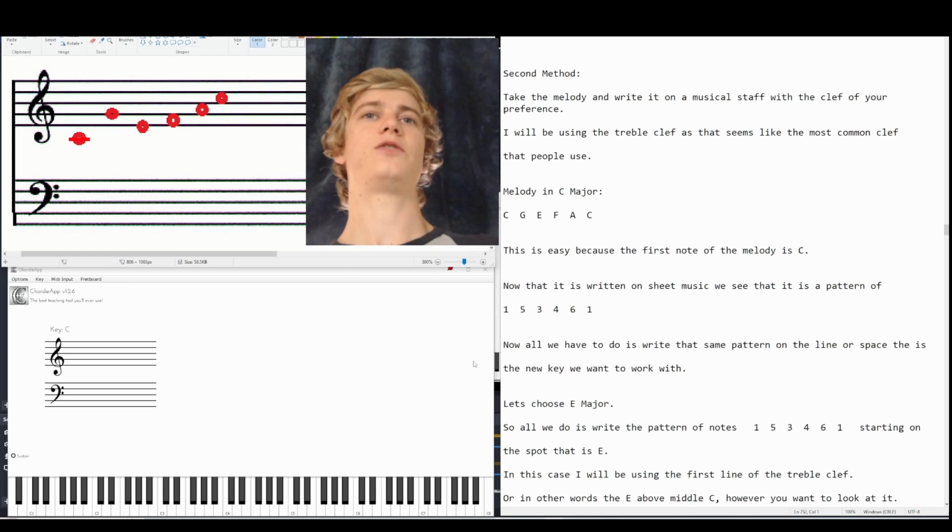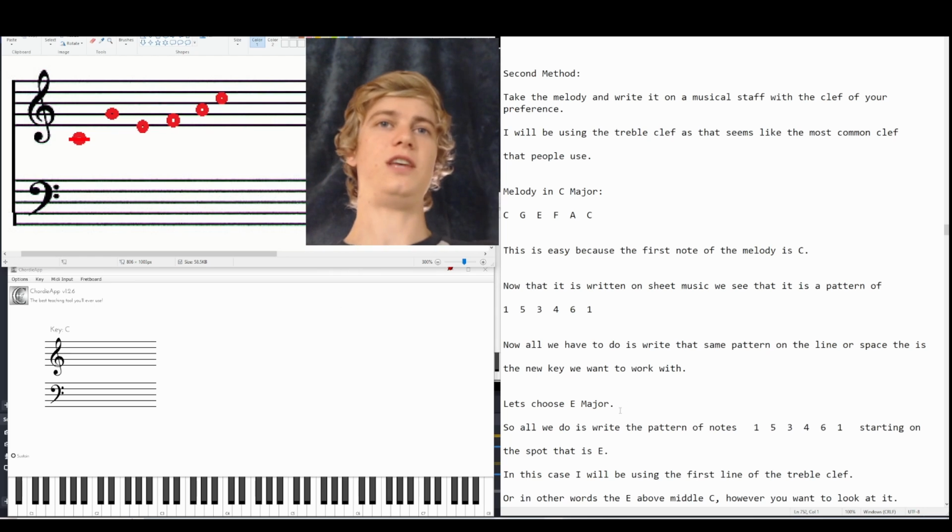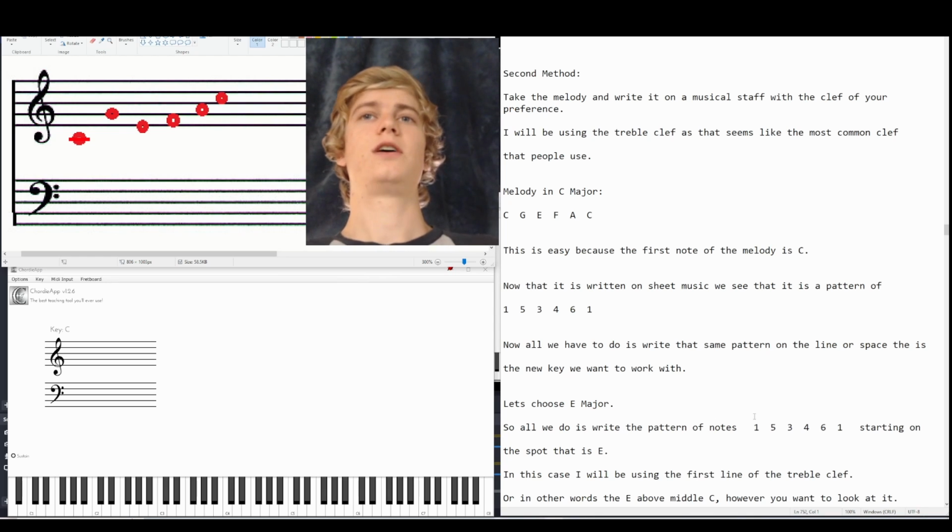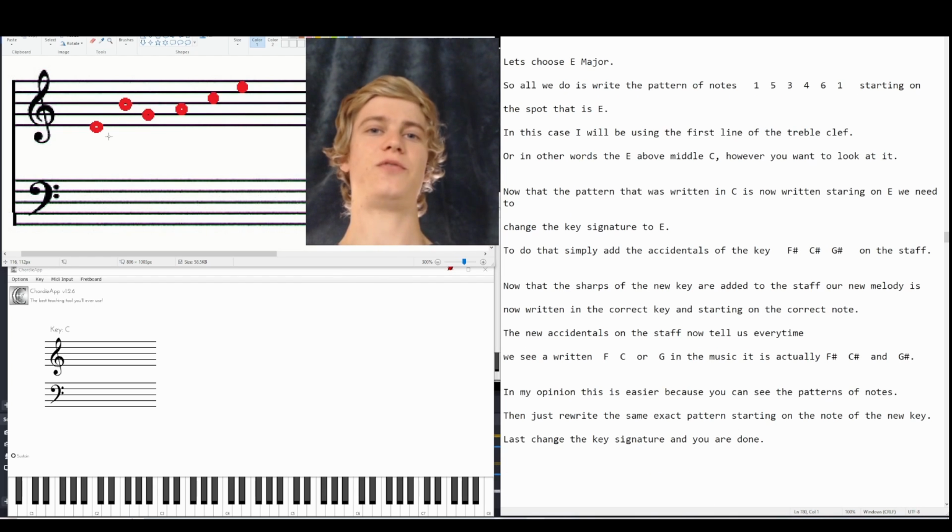Okay, so let's choose a new key. We'll choose E major, and all that we do is we write the pattern of notes starting on the new spot that is E. Okay, so let's do that now. Okay, so now that we followed that same melody pattern and we just started on the note of E, we have the same thing. We have 1, 5, 3, 4, 6, and 1. And now all that we do is we change the key in the staff into the key that we're using. So in this case, we're using E major.